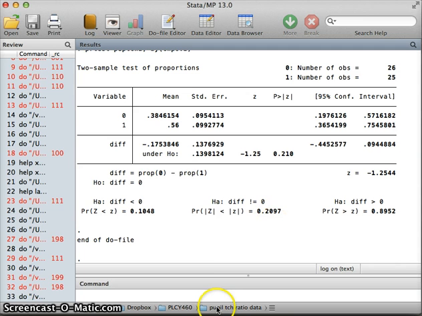So we're going to get to the chi-squared test in the next tutorial, and then show you how to control for a variable in a crude way.